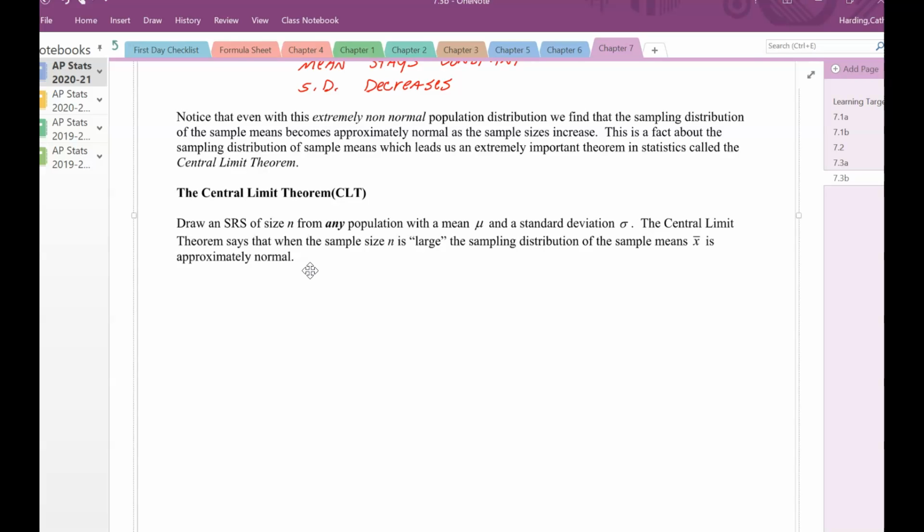If we know that the population is already normal, you don't have to invoke the central limit theorem to say that the sampling distribution is normal. You already have it. But if you have a population where you don't know the shape of it, or you do know the shape of it and it's not normal, then if you have a very large sample size, you can still say the sampling distribution is normal.